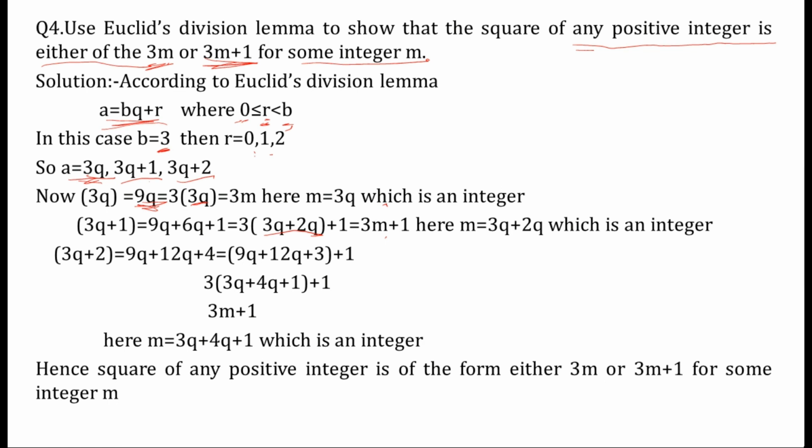Now (3q + 2) squared. When we square this, we get 9q squared + 12q + 4. Then we take 3 common from 9q squared + 12q, and we get 3(3q squared + 4q + 1) + 1. This is the value of m. Therefore, we have shown that the square of any positive integer can be expressed as 3m or 3m + 1 for some integer m.